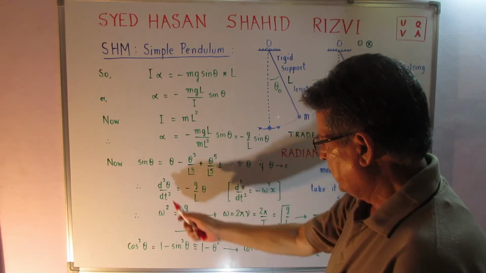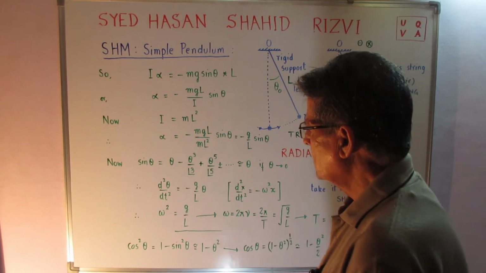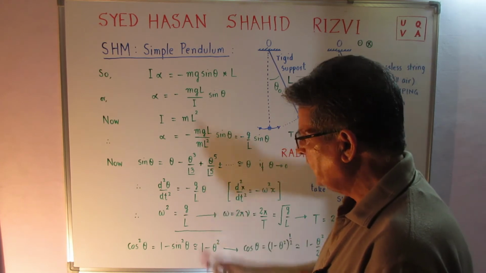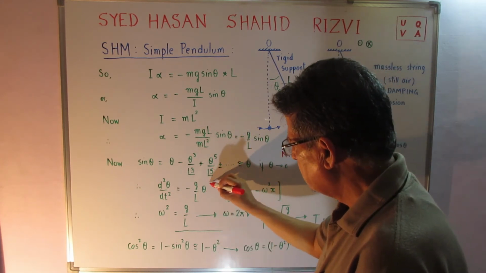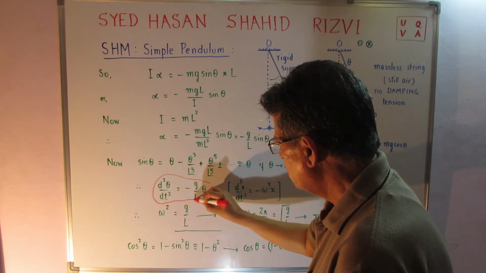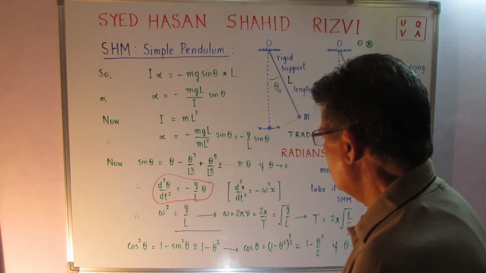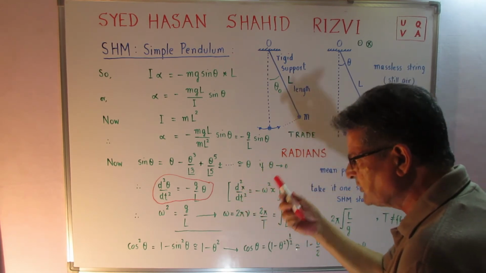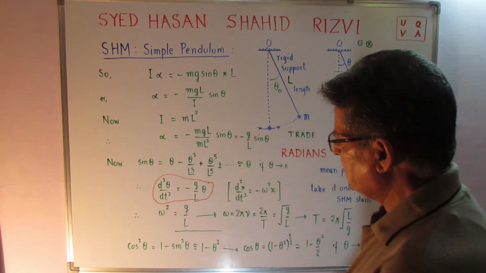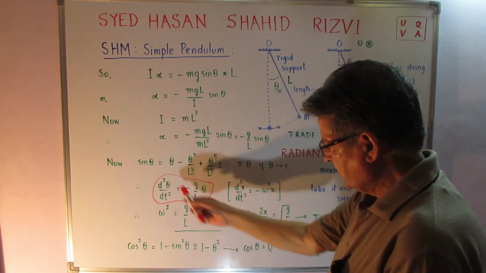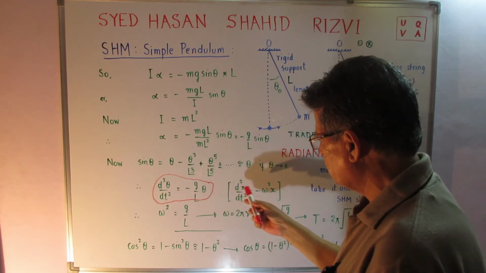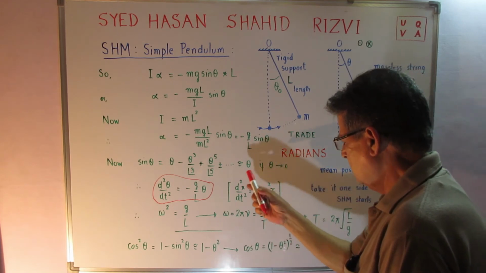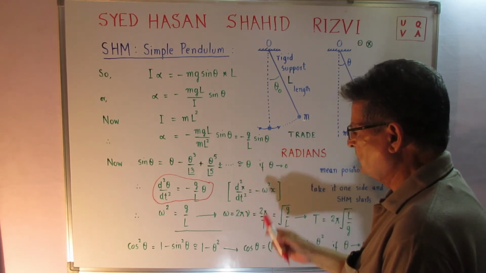So d2 theta upon dt2, which is alpha here, becomes equal to minus g upon L into theta. Now this equation we have to concentrate on, and I can compare this equation with d2x upon dt2 is equal to minus omega square x. So when we compare, then what do we find? That this is the angular acceleration, this is the angular displacement, this is the linear acceleration, this is the linear displacement.